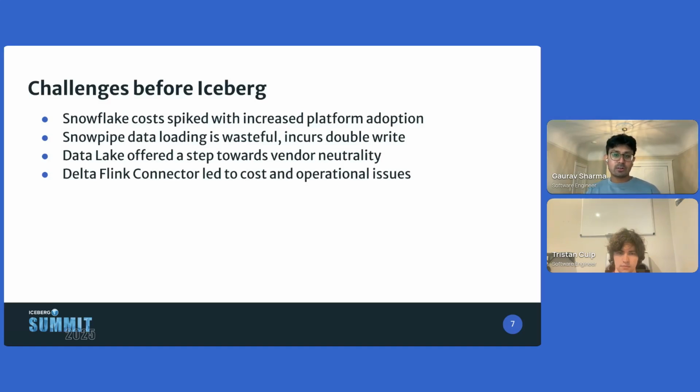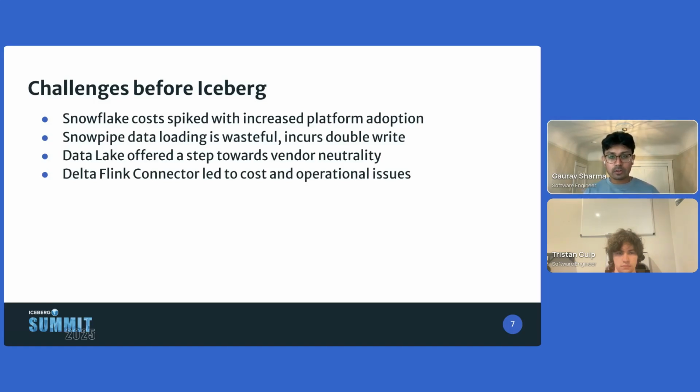When the platform initially started, we were looking at hundreds of thousands of messages, so much smaller scale. As the adoption grew, the scale grew, and the size of the data we're processing grew astronomically. So with that, our costs spiked uncontrollably.